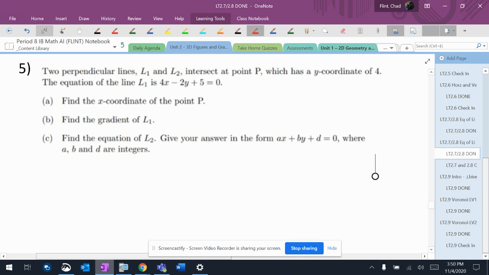All right, another one of these things here. They get a little bit harder as I go. So L1 and L2 intersect at point P, which has a y coordinate of 4. The equation of line L1 is that. Find the x coordinate of point P.